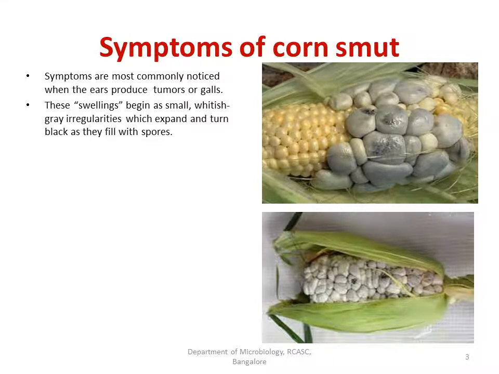The second symptom is that once the infection has happened, there will be a formation of swelling. Wherever the tumor has been formed, that particular cell undergoes the process of hypertrophy or hyperplasia. These two terminologies you have to remember. What is hypertrophy or hyperplasia? It is the process of increase in the size of the cell or the number of the cells.